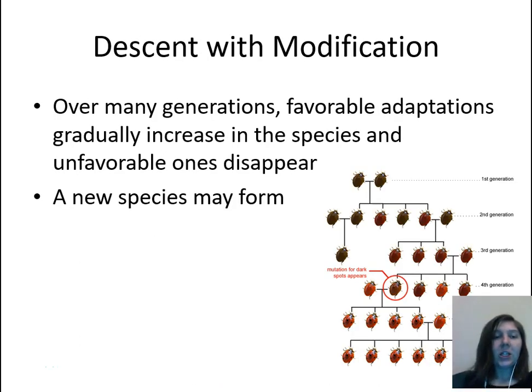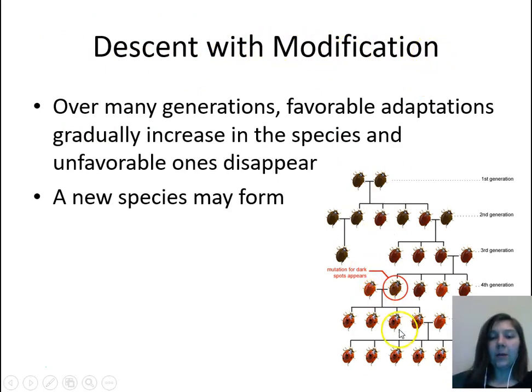And descent with modification is that over many generations, favorable adaptations gradually increase in the species and unfavorable ones disappear. And this can result in new species formation. So descent means like to inherit, and modification is to change.